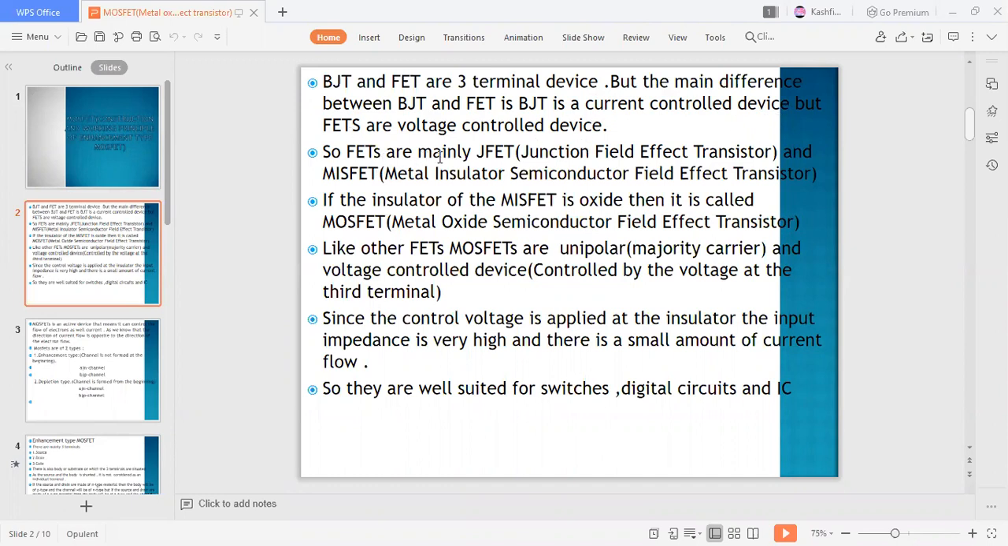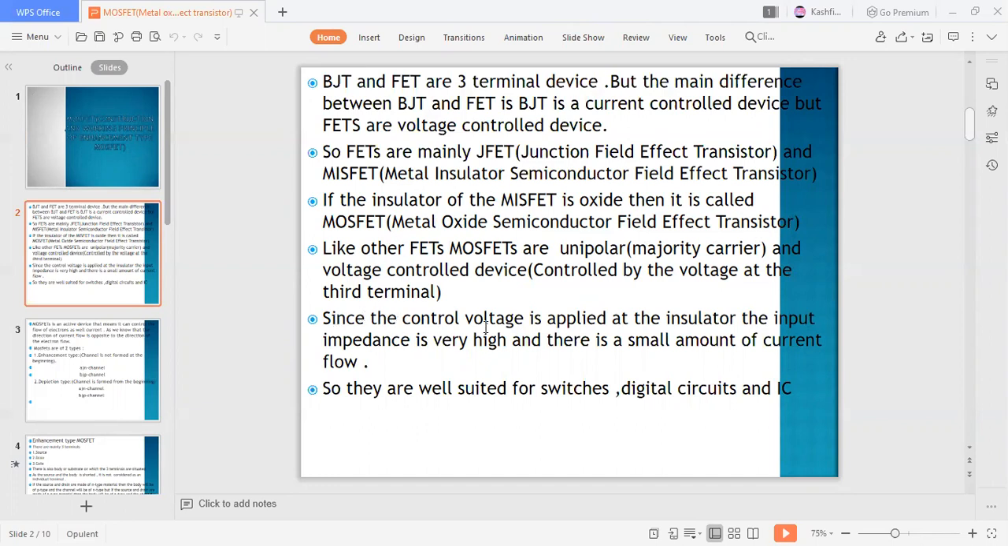So FETs are mainly JFET, junction field effect transistor, and MOSFET, metal insulator semiconductor field effect transistor. If the insulator of the MOSFET is oxide, then it is called MOSFET, metal oxide semiconductor field effect transistor. Like other FETs, MOSFETs are unipolar, majority carrier, and voltage control devices, controlled by the voltage at the third terminal.